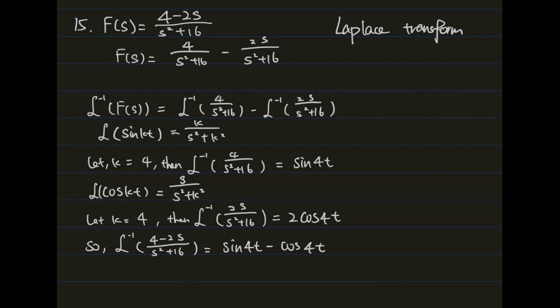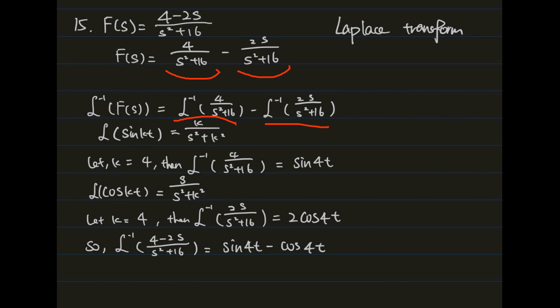Then the inverse of F of s: we can inverse separate functions. So it's the inverse of 4 over s squared plus 16 minus the inverse of 2s over s squared plus 16. Based on the Laplace transform of sine kt, we have k over s squared plus k squared. Then we make k equal to 4. We have the inverse of 4 over s squared plus 16 equals sine 4t.